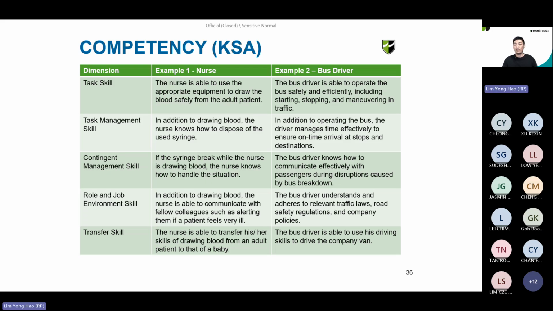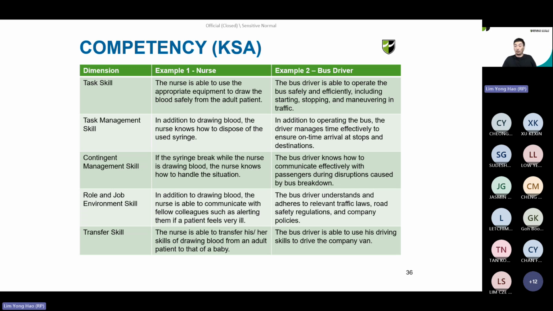Right, so the role and job environment skill. If they're operating on Singapore routes, then you need to know the traffic. Ideally, driving skills are not just for bus, right? A large bus is what? Class 4 license, right? I also forgot what the class. Yeah, so bus will be a Class 4 or Class 4A. So they probably would be able to also handle other forms of heavy vehicles, right? So that's something they can do.